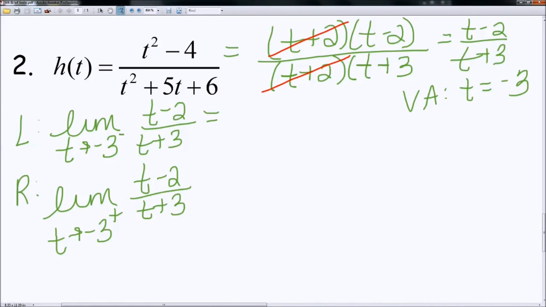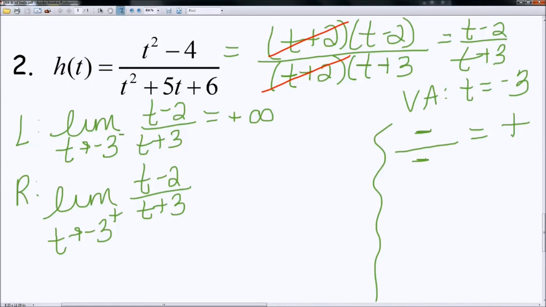So if I plug in negative 3.01 into the numerator, I'm going to get negative 3 minus 2. I'm still going to get a negative number. Don't really care about the value. If I plug in negative 3.01 plus 3, again, I'm going to get a negative number. Well, negative divided by negative is equal to a positive, so this is going to positive infinity.